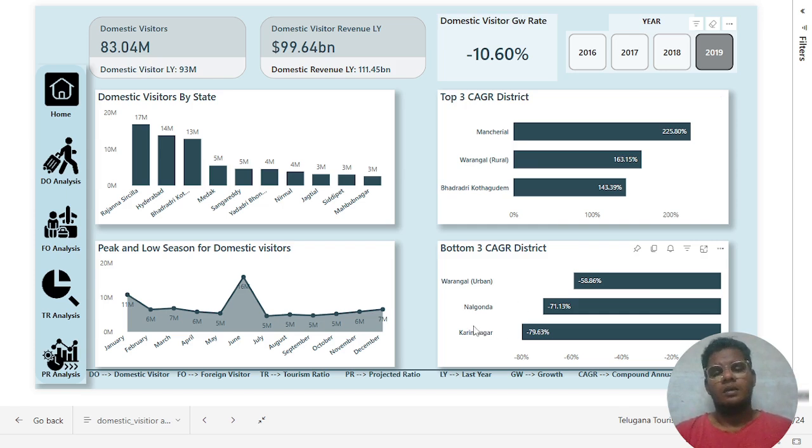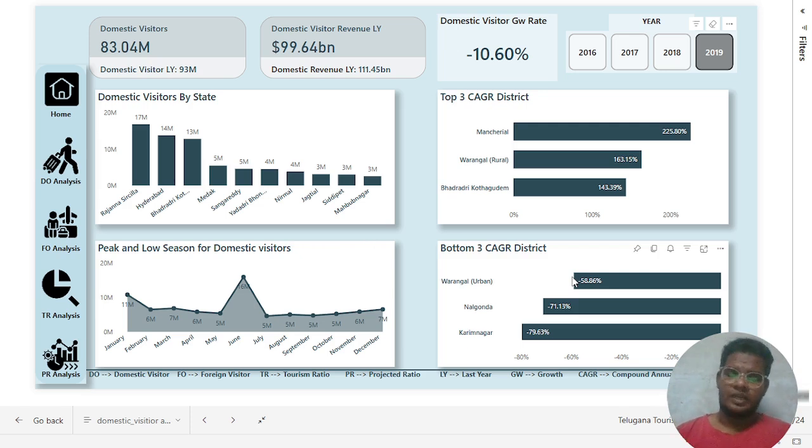Okay, and then the bottom three CAGR listings as well: Warangal, and then Nalgonda and Karimnagar. Warangal urban is also in the bottom three. That is a famous place, Warangal urban. You may also wonder why that place has a very negative CAGR. See, when people visited in the previous year, 2018, there were a lot of people. For example, 100 people visited Warangal urban, and the next year maybe the number reduced to 50. That may be the reason.